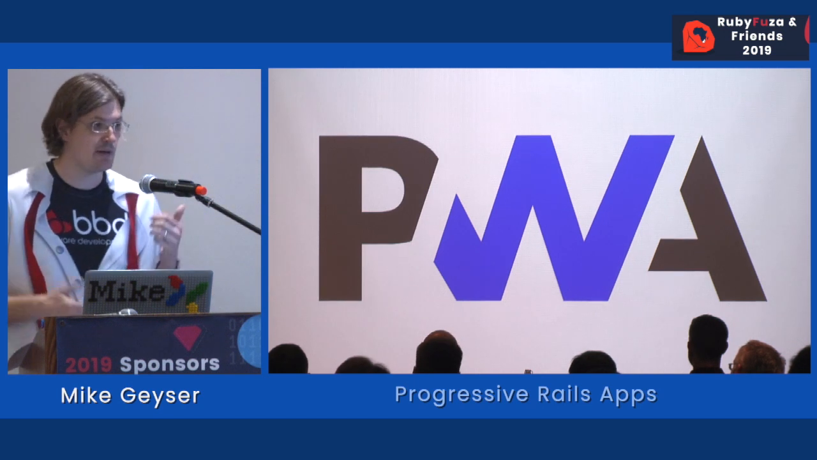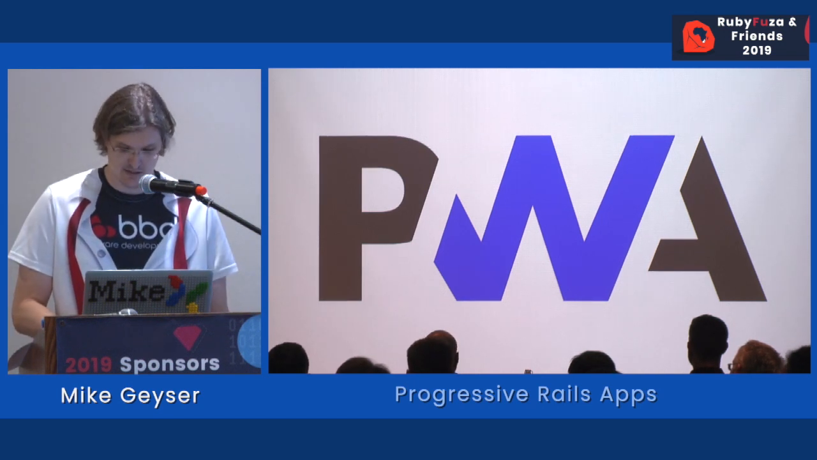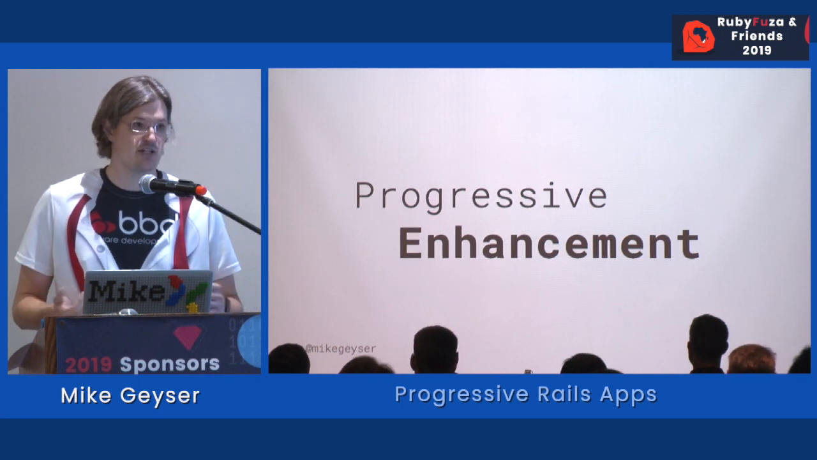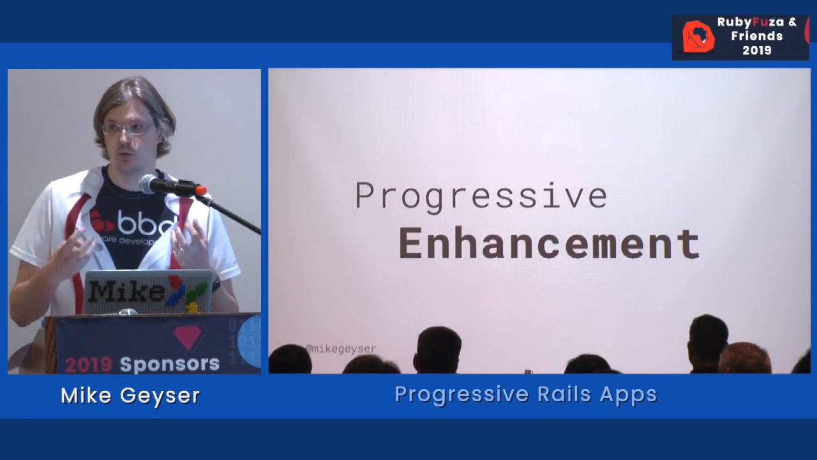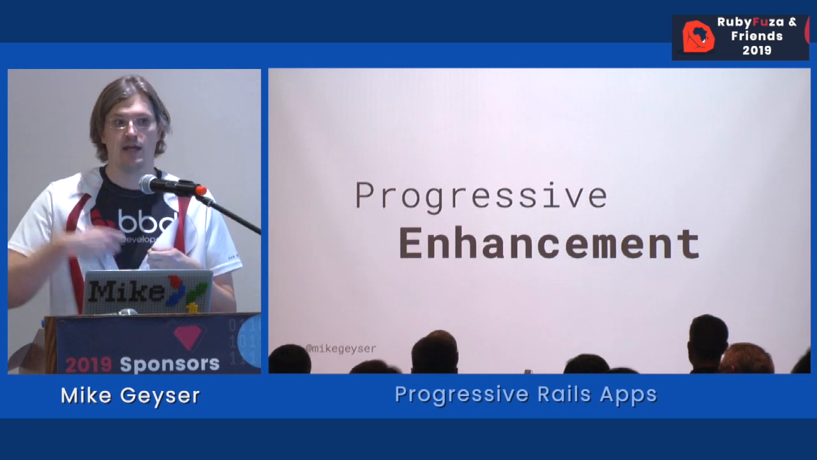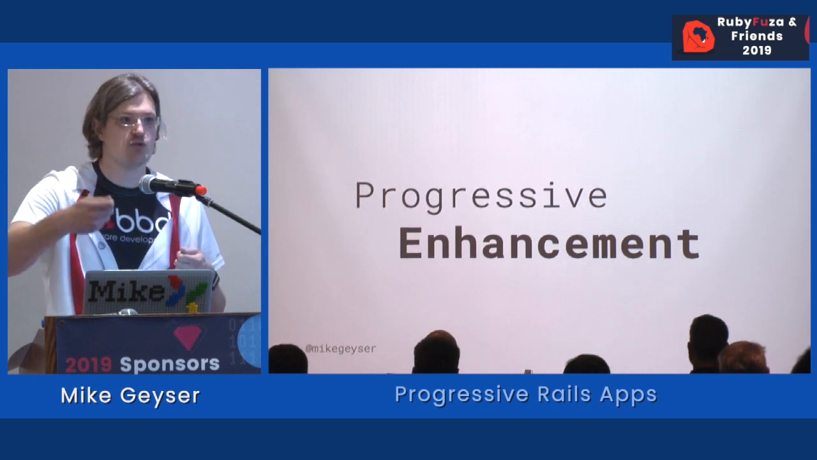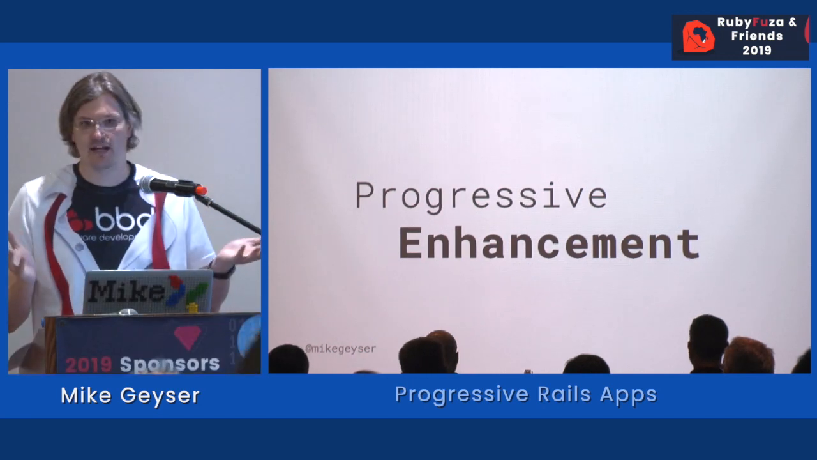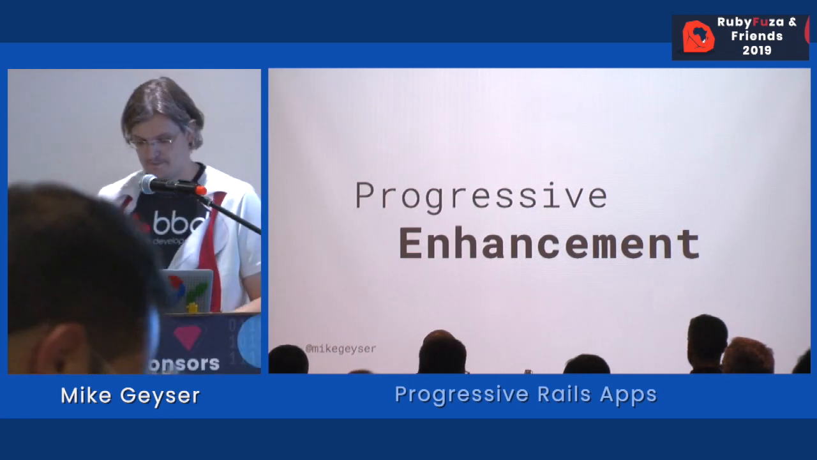But the important part of that is the P, right? And we're talking about the P in progressive web apps. We're talking about progressive enhancement. This is not a new idea by any stretch of the imagination. And basically, what we're looking at is the ability to progressively use browser features if they're available and fall back gracefully if they're not. Okay?